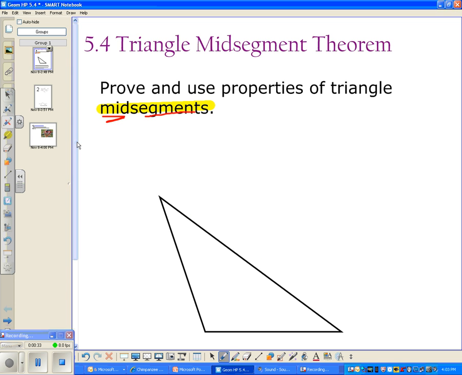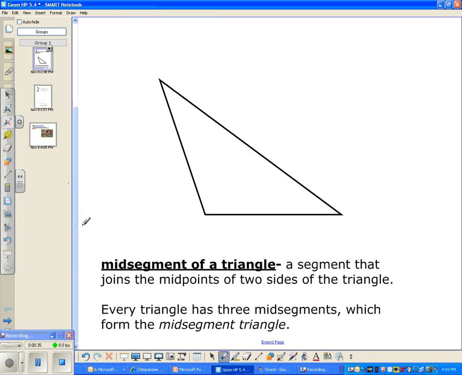So let me scroll down for a second. Okay, so the midsegment of a triangle is a segment that joins the midpoints of two sides of a triangle. So let's say I call this triangle ABC. And I know that D is the midpoint of AB. I'll show you it's the midpoint by putting tick marks. And let's say I know that point E is the midpoint of AC, so I'm going to put my tick marks on that line too.